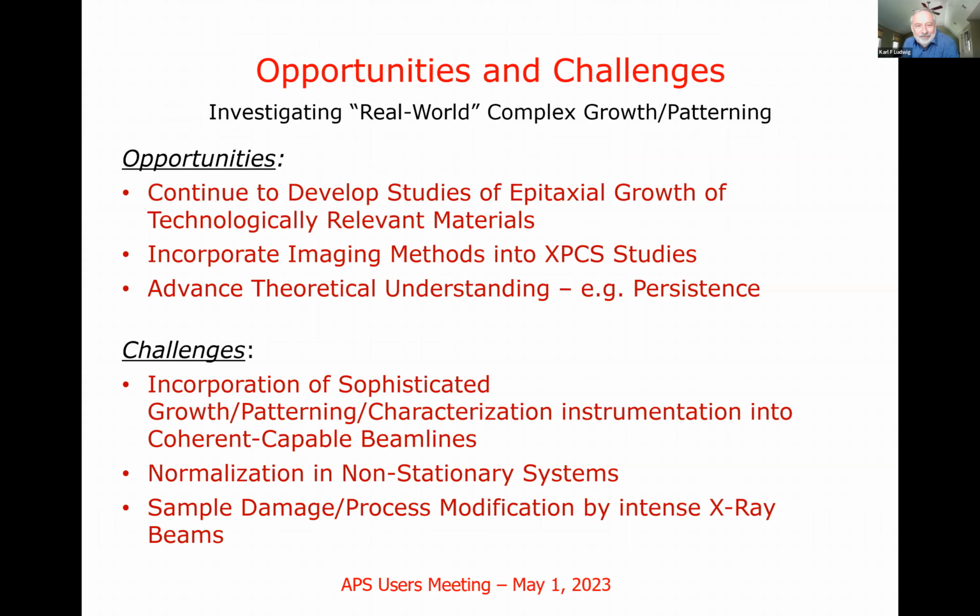Opportunities and challenges. I think, again, utilizing the high coherence of the X-ray beam, this gives us opportunities to investigate what I would say is real-world complex growth and patterning processes, opportunities to continue to develop studies of epitaxial growth, maybe to incorporate some imaging methods along with the correlation spectroscopy. I think there's also a lot of work to be done, an opportunity to advance our theoretical understanding. For instance, the meaning of these compressed exponents, persistence.